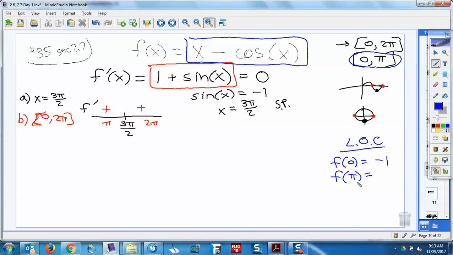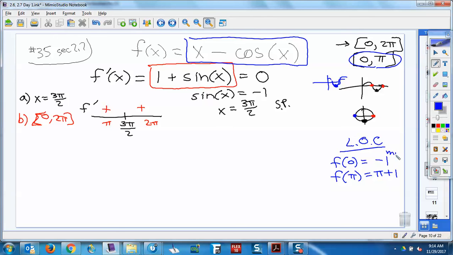Put in pi. What's cosine of pi? Cosine's the x, remember? Cosine of pi, -1. Remember what the cosine graph looks like? Looks like this, right? Cosine of pi is right down here, -1. So we got pi minus -1. That'd be pi plus 1, right? Which is about 4.14, whatever. So for comparison purposes, that's clearly the max.